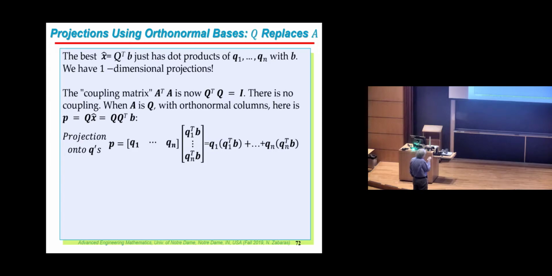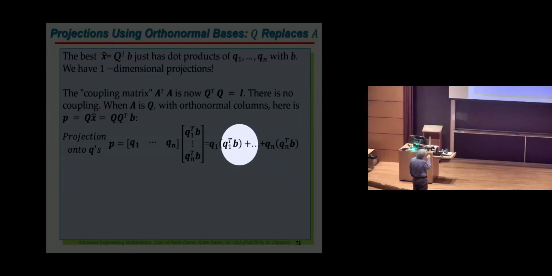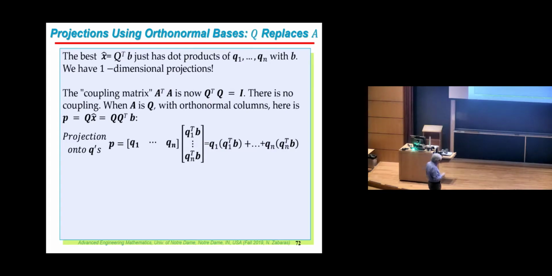Basically, instead of just saying I'm going to project, I make it even more specific. I said that the multiple of Q1 is Q1 transpose B. The multiple of Qn is going to be Qn transpose B. Does that remind you of anything? If I have these orthogonal vectors and I project onto them, how do you get a component of B in each of these vectors?